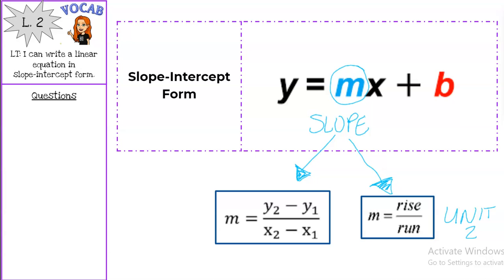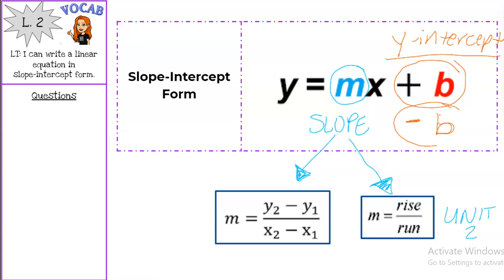And then we have plus b, and remember that's your y-intercept, so where we cross the y-axis. And remember, it can also be minus b, so we always have to take that sign with the number.